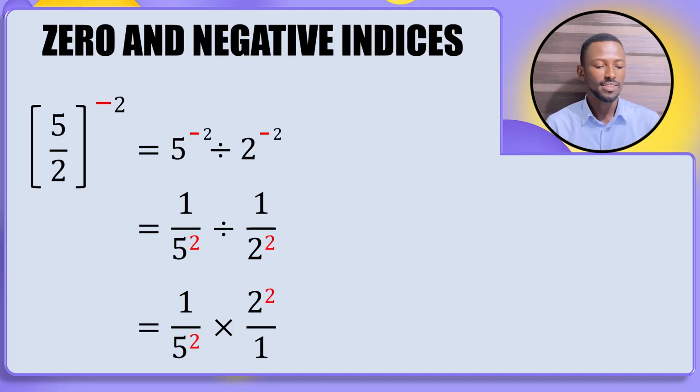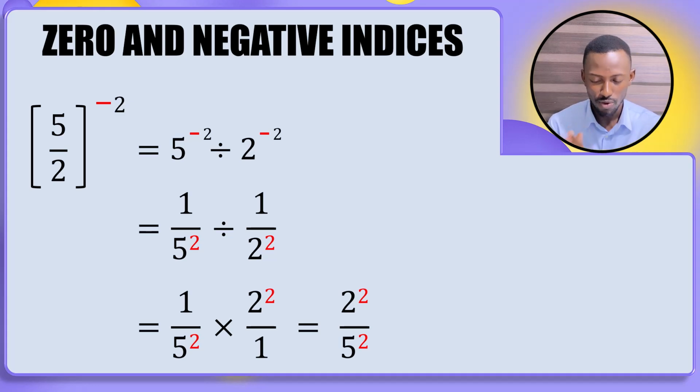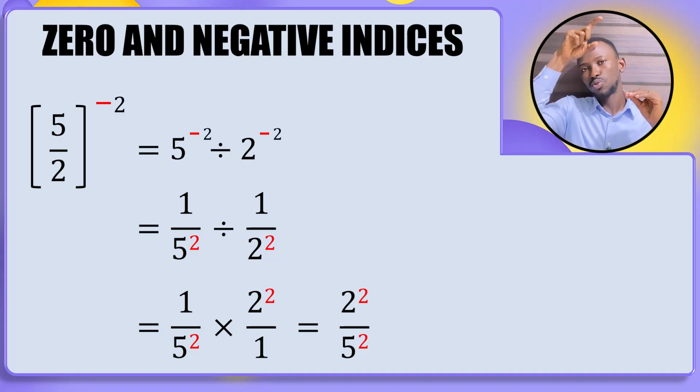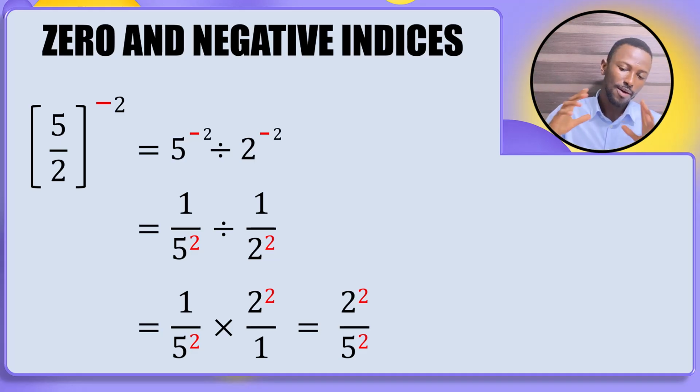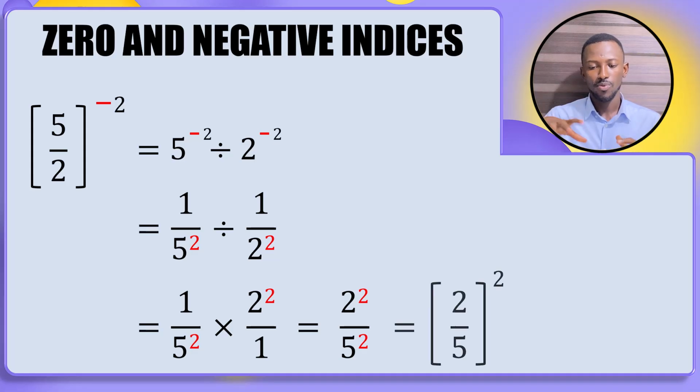You learn this in basic math in IGCSE, right? So 5 divided by 1 divided by 5 squared, times 2 squared divided by 1, gives us what? 2 exponent 2 divided by 5 exponent 2. I think you got this. And then we see the 2 has exponent 2, the 5 has exponent 2, but we want to bring the exponent 2 out. So we can just rewrite this as 5 divided by 2, all in bracket exponent 2. Basically done and dusted. So 2 squared divided by 5 squared is the same as 2 divided by 5 all squared.